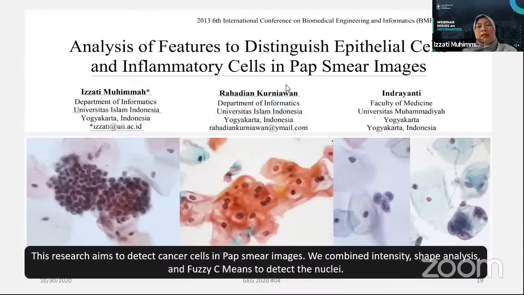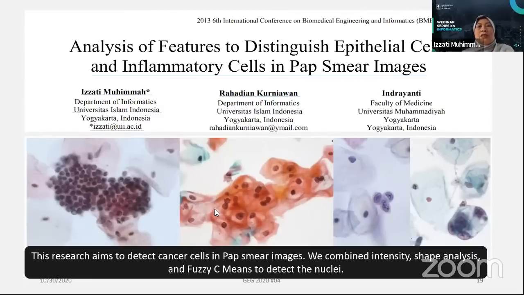This research is our collaborative research, me and Pak Rahadian Kurniawan, when he was a master's program in informatics student, and then Dr. Indrayanti. She is the pathologist. She challenged us to build software to help her count the cells.